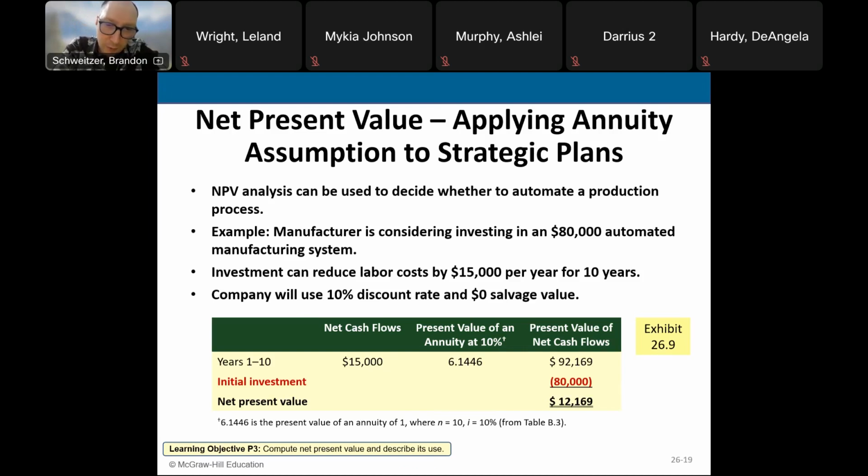Gets me 6.1446 on the table. I apply that rate to the 15,000. Gets me 92,169 minus the initial investment gives me net present value 12,169. Remember that if the net present value is above zero, then we make the investment. So this will be a good investment.